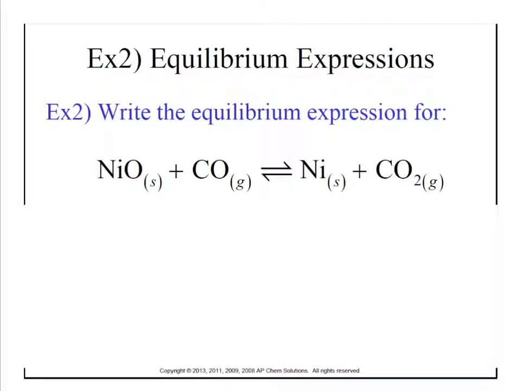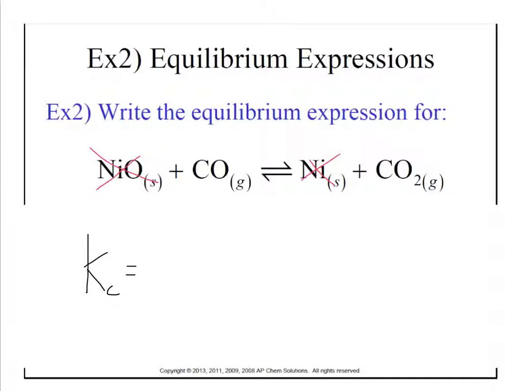So here's an example: nickel oxide reacting with carbon monoxide to form nickel and carbon dioxide. Right away we look at our states of matter. We see a solid, gas, solid, and gas. Gases do go in the equation, but solids do not. They are actually part of the reaction, but they are not going to be part of the equilibrium expression because they won't play a role in the overall ratio.